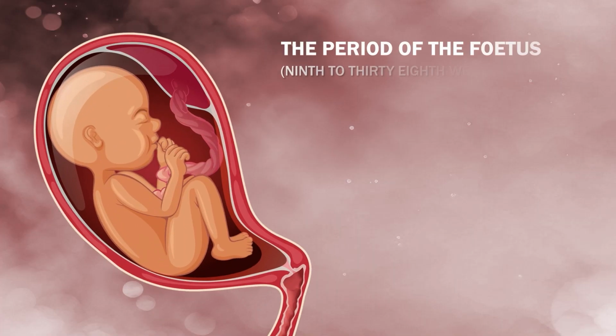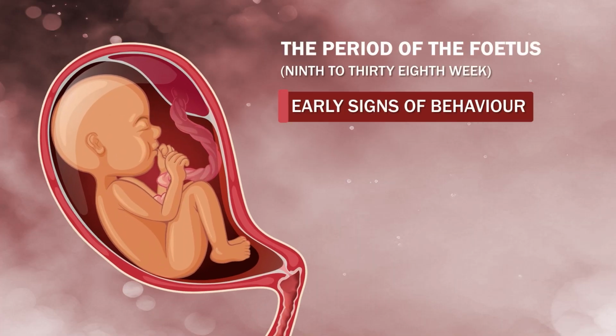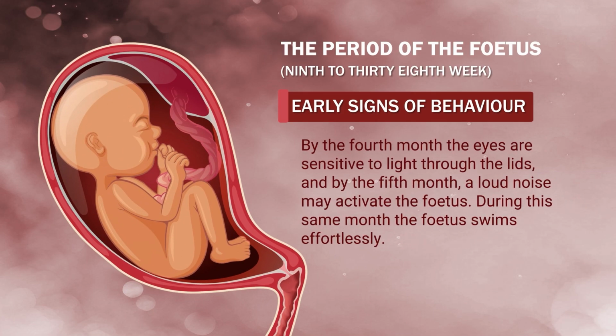Now, by the 4th month, the eyes are sensitive to light through the lids, and by the 5th month, a loud noise may activate the fetus. During the same month, the fetus swims effortlessly. So yes, they are protected by the amniotic fluid, and during the same month, the fetus learns to swim effortlessly and becomes sensitive to light, and loud music may send certain stimuli to the baby, and the baby starts moving.